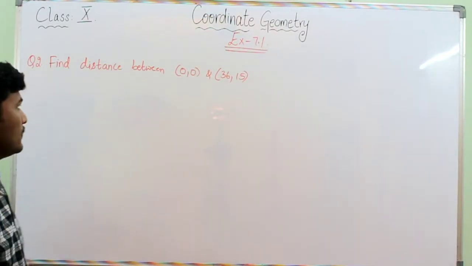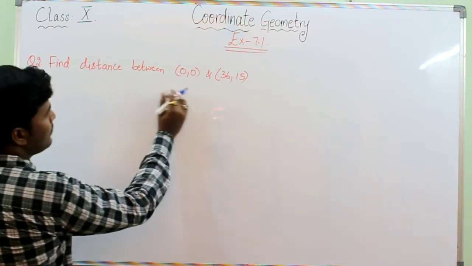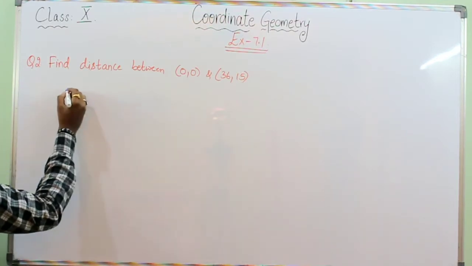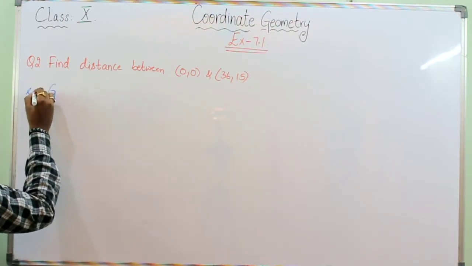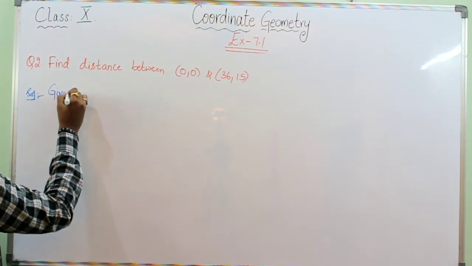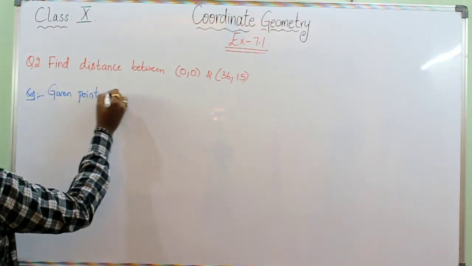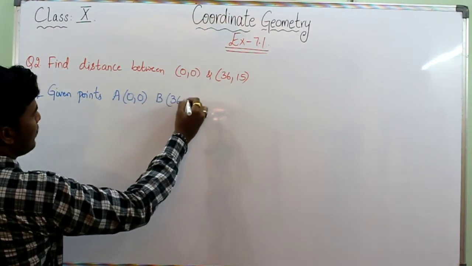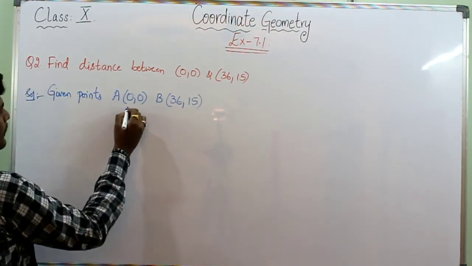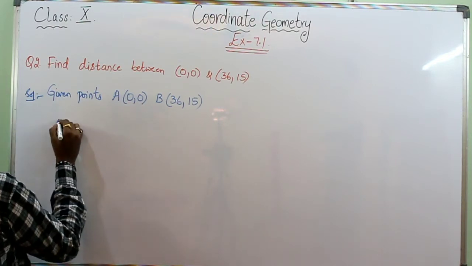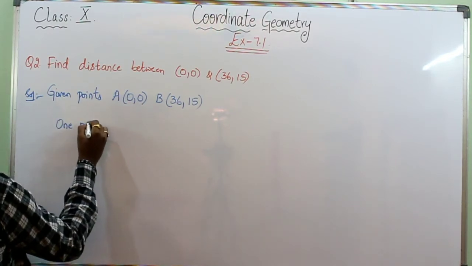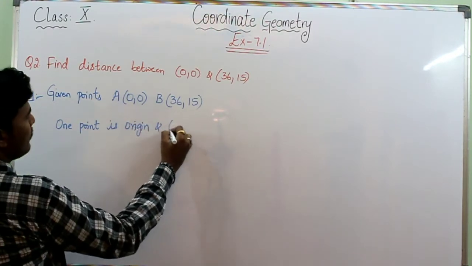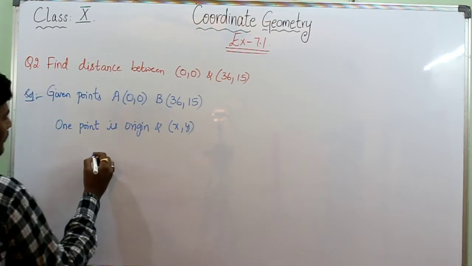Now the second problem is find the distance between the points where one point is origin, the other one is (36, 15). So let us first name that. Given points, that is A (0, 0) and B (36, 15). Okay, so we can say that one point is origin, and the other one is, let us assume, (x, y).